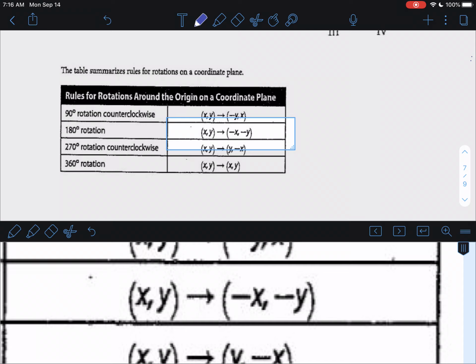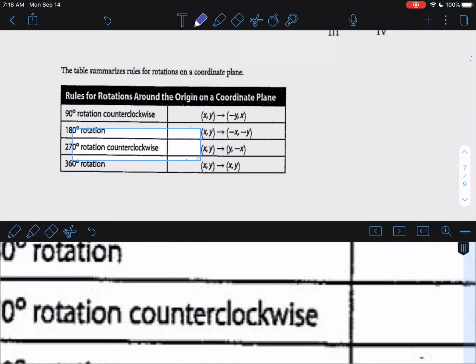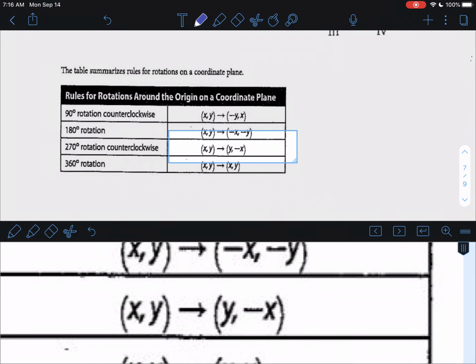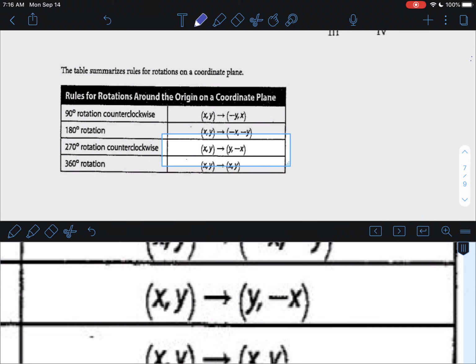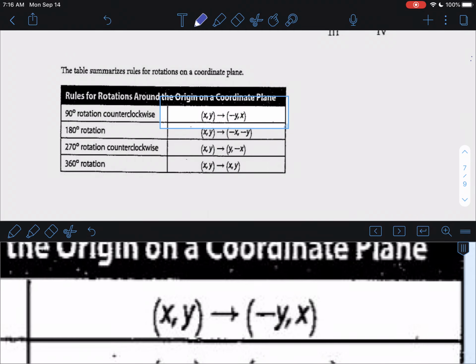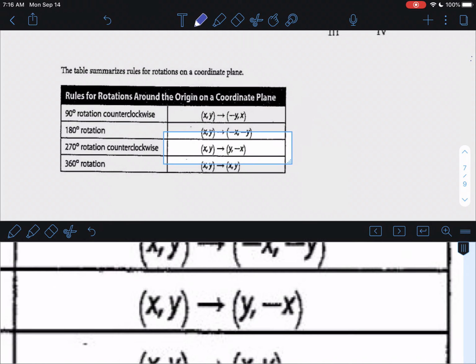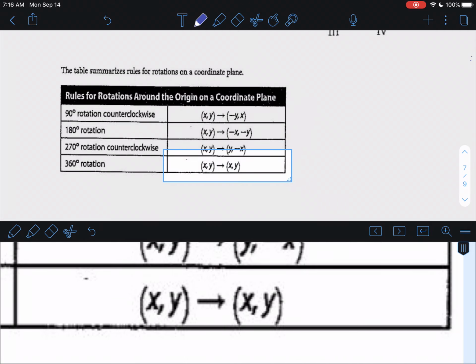And then we have a 270-degree rotation counterclockwise, goes from x, y to y, negative x. So in this one, you flip them and the x turns negative. With 90, it was flip them and the y turns negative. And then a 360-degree rotation, x, y to x, y, because a 360-degree rotation is just coming right back around to where you started.